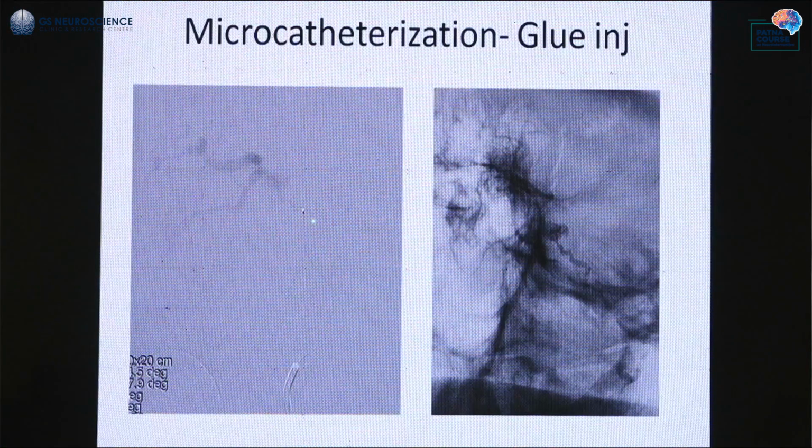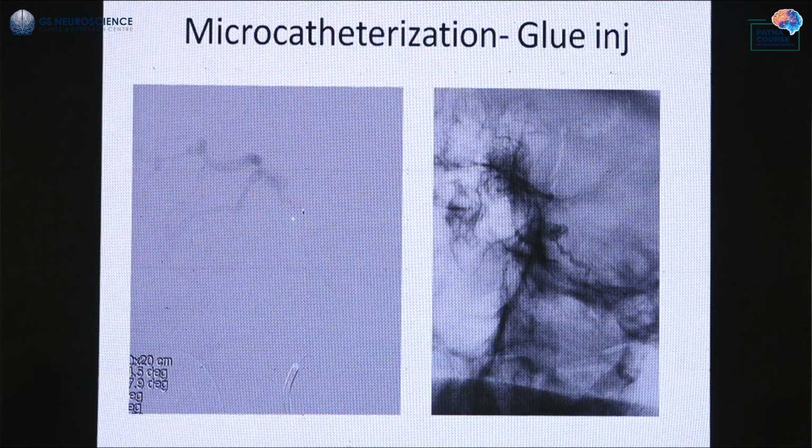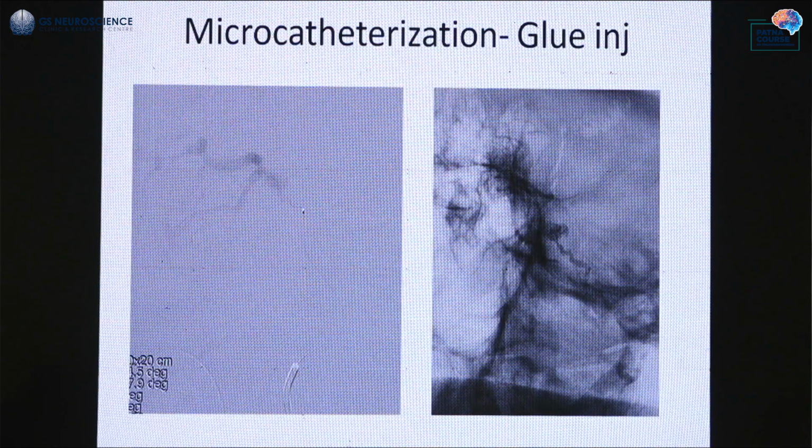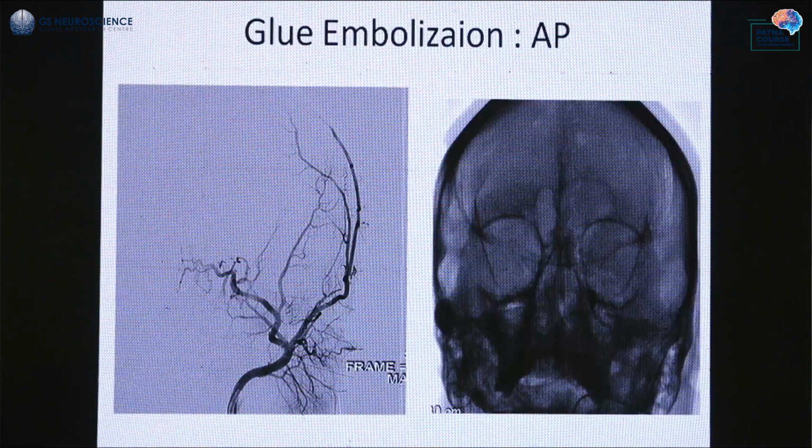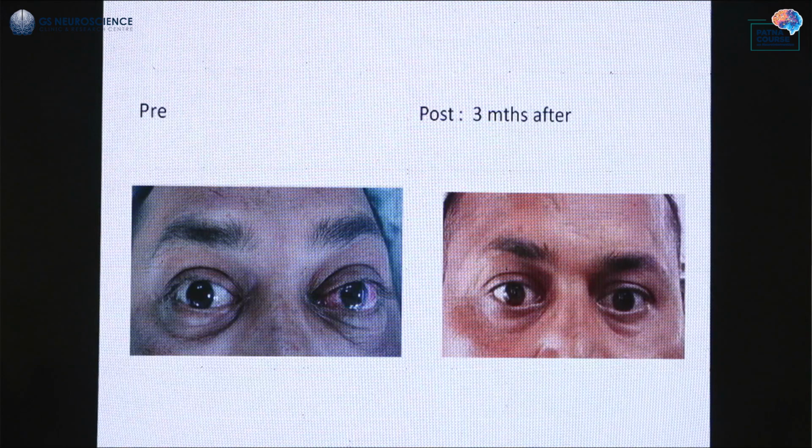This is the microcatheter exactly at the fistulous connection, and then the glue was injected. This is the glue cast here, and this is the post-embolization. We can see there is no filling of the fistula at all. This is on the left side, and we can see the glue cast here. So this is the post-embolization. After 3 months, we can see the eye has become absolutely normal now.